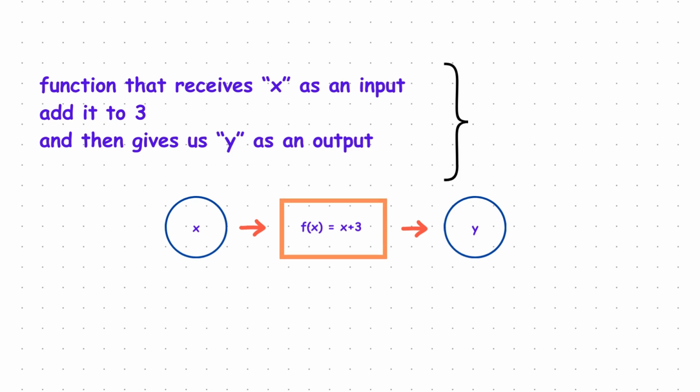Now let's practice together and see how we can translate a note into its mathematical form. Let's say we have a note that says we have a function that receives x as an input, adds it to 3, and then gives us y as an output. Therefore, if I want to translate these English words to mathematical notation, I would write the function f of x equals x plus 3.